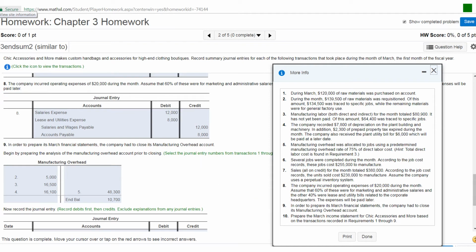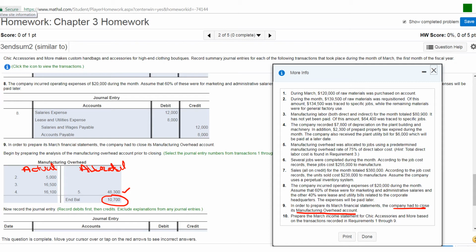Now, number 9, it says in order to prepare its March financial statements, the company had to close its manufacturing overhead account. So if you go back and look at all the entries from 1 through 7, look and see what happened to manufacturing overhead. Remember, the debit part of overhead always gets the actual cost, and the credit part of it gets the allocated part. So if you go back and look at your allocated overhead, that was, I believe, in transaction number 5, that gave you the 48,003. You had 3 other items listed in terms of the transactions. That's your actual. So basically what happens here is you end up with a credit balance of 10,700.